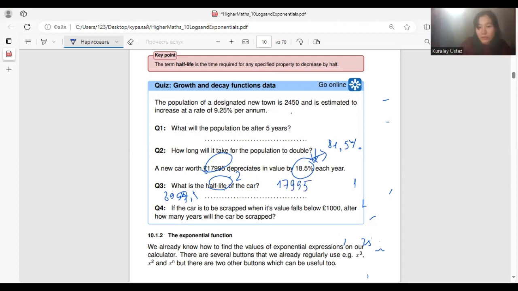Therefore, we make an equation. This is the initial cost, and after 1 year, for example, the cost will look like this. After n years, it will be like that. So what is the half-life of the car? We're finding the half value. This should be equal to or less than the half value. Also here we can use the trial and error method and find the value of n.